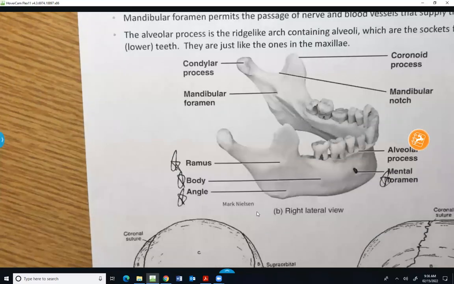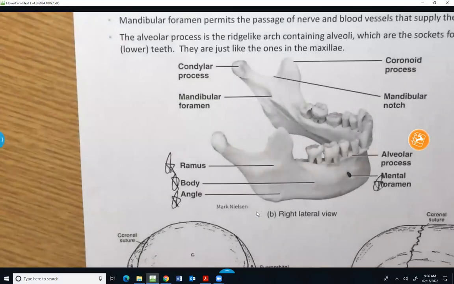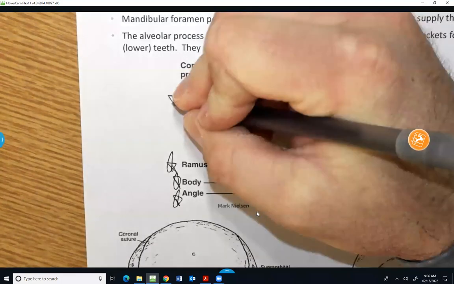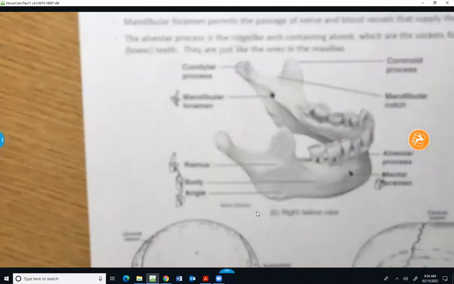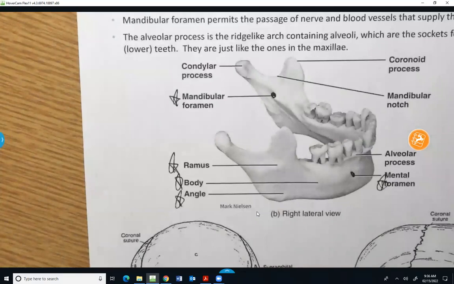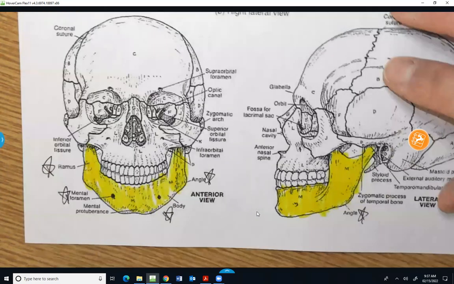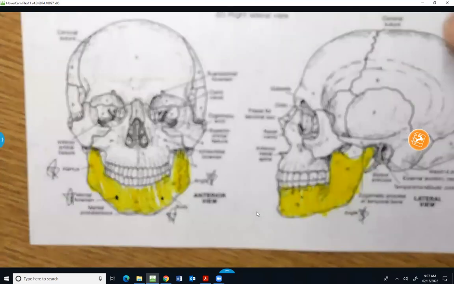Not to be confused with the mental foramen is another pair of holes, each of which is called a mandibular foramen. This permits the passage of nerves and blood vessels that supply our lower teeth, and it's on the inside of the jaw. So you'd have to go inside the mouth to find it, unless you have a situation where the mandible's been removed, like you see here in this picture. That's why you won't find it in either of these images.